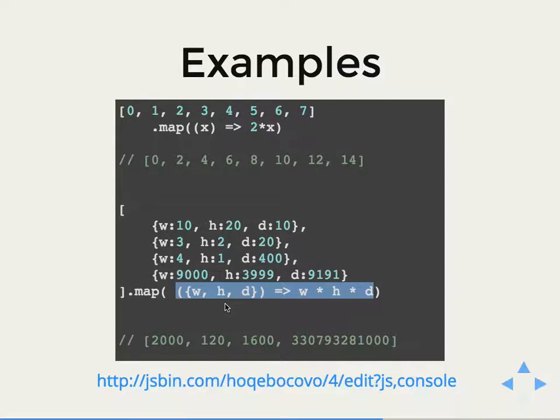And then notice the curly brace syntax. So map's going to call that lambda function on each of those objects in that array. The curly brace syntax here is destructuring of that object so that we can just reference those properties of it directly. And then we're basically calculating the volume. So you could have done an X and an X dot W, X dot H, X dot D.